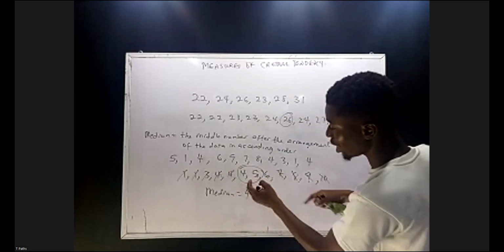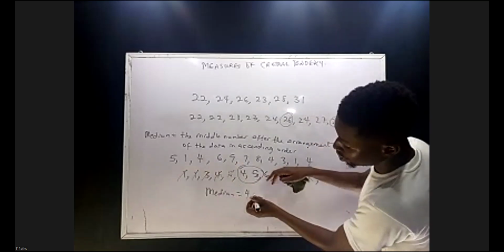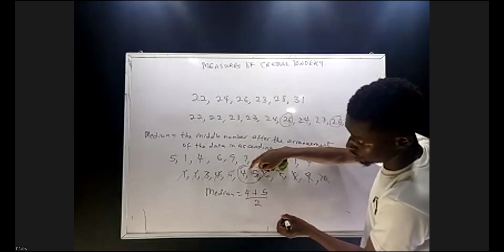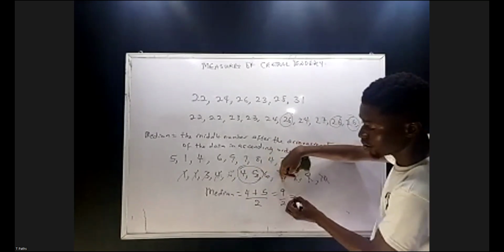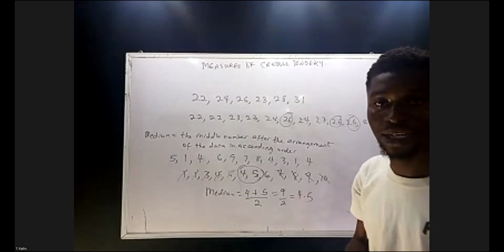We notice that these two are the middle numbers, right? After we end up canceling these cells. So my median is what? 4 plus 5 divided by 2. You get it now? Whenever we have just 2 numbers, which is 9 over 2, which is simply 4.5. I hope you can see that.